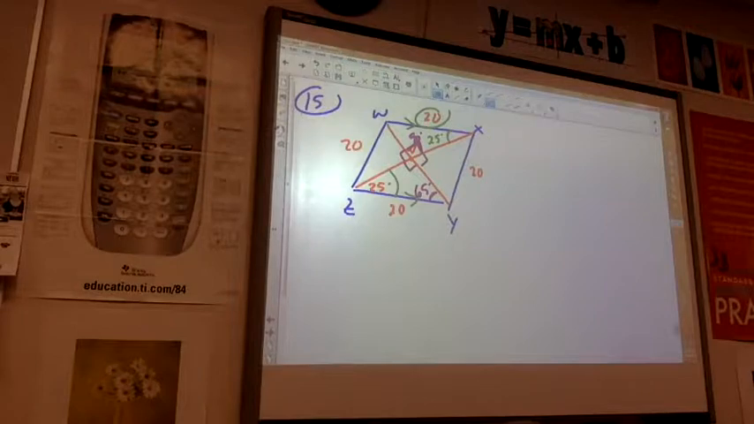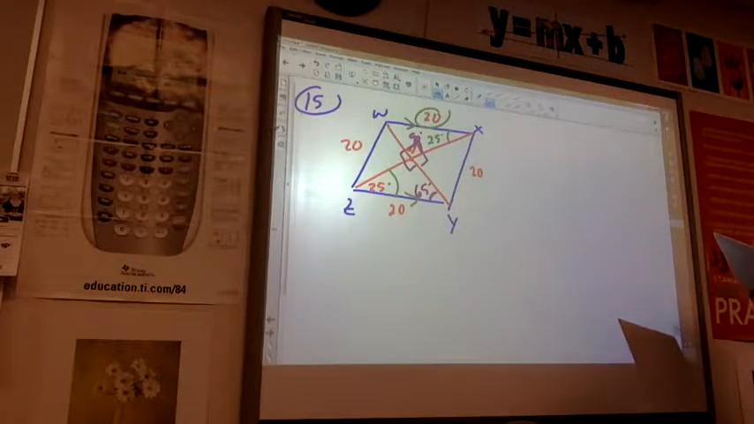Anything else from 12? So they tell us we have a parallelogram. Find X and Y and P, M, O. All right.